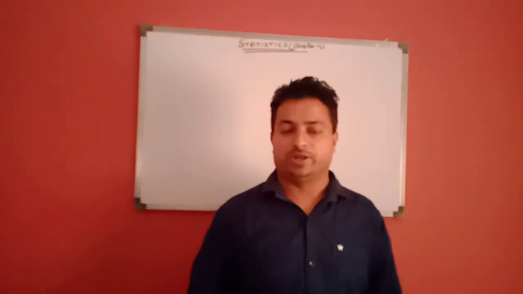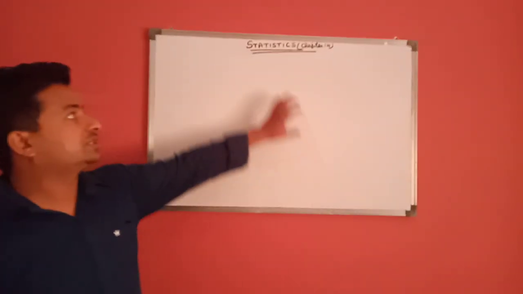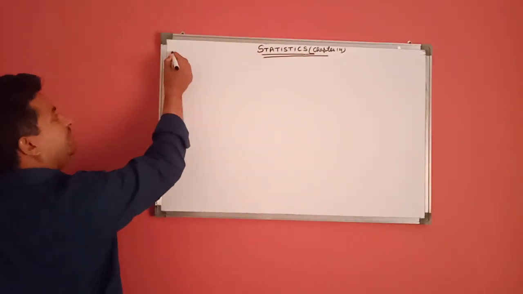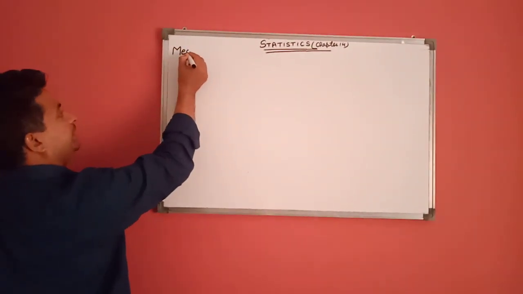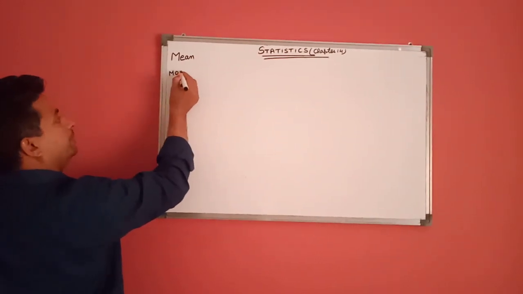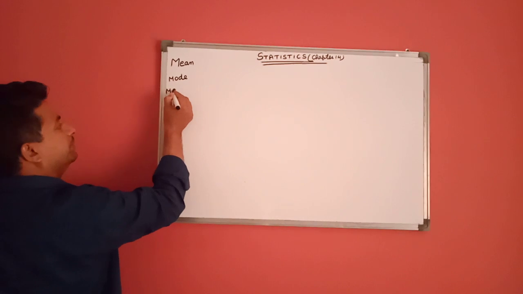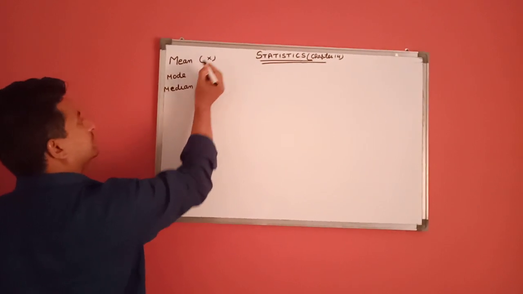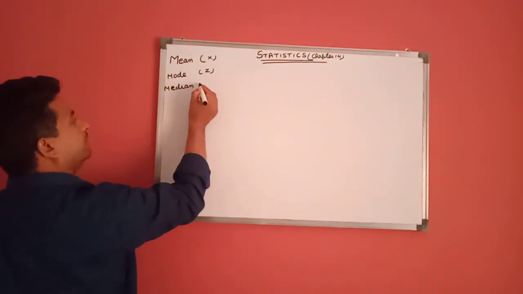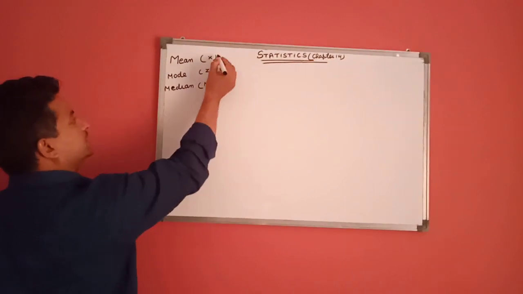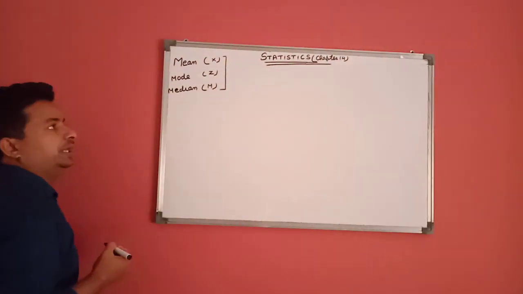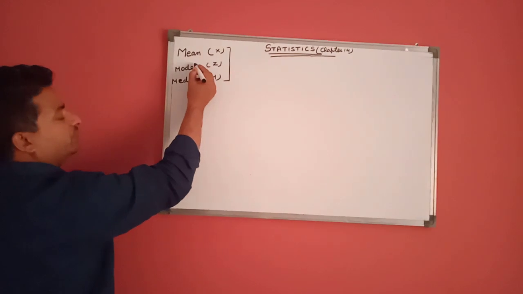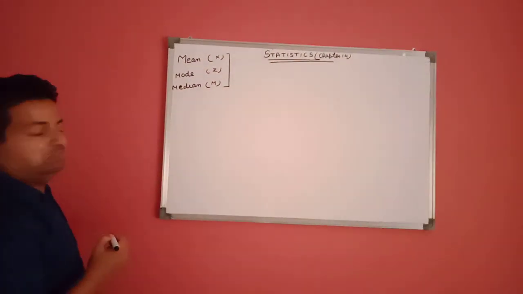Hello students, today we will start chapter number 14, statistics, of class 10th. In statistics we have three main terms: first is mean, second is mode and third is median. We denote mean as x bar, mode as Z and median as M. These are the three main terms in statistics. In the first exercise we find mean, in the second we find mode, in the third we find median.